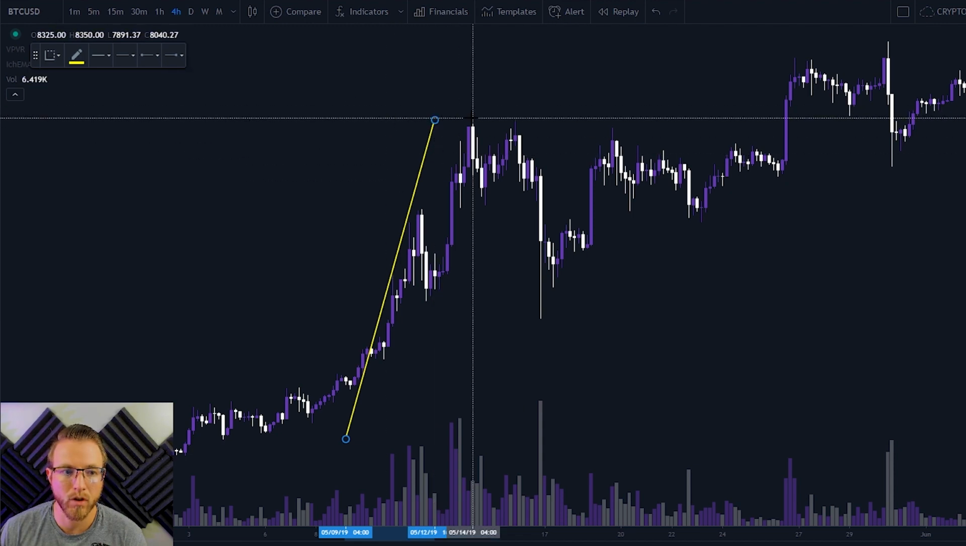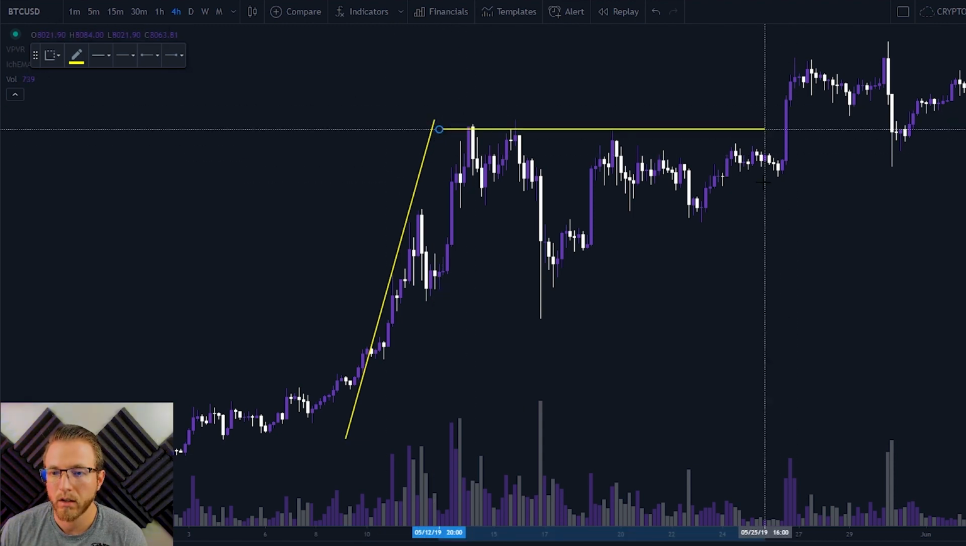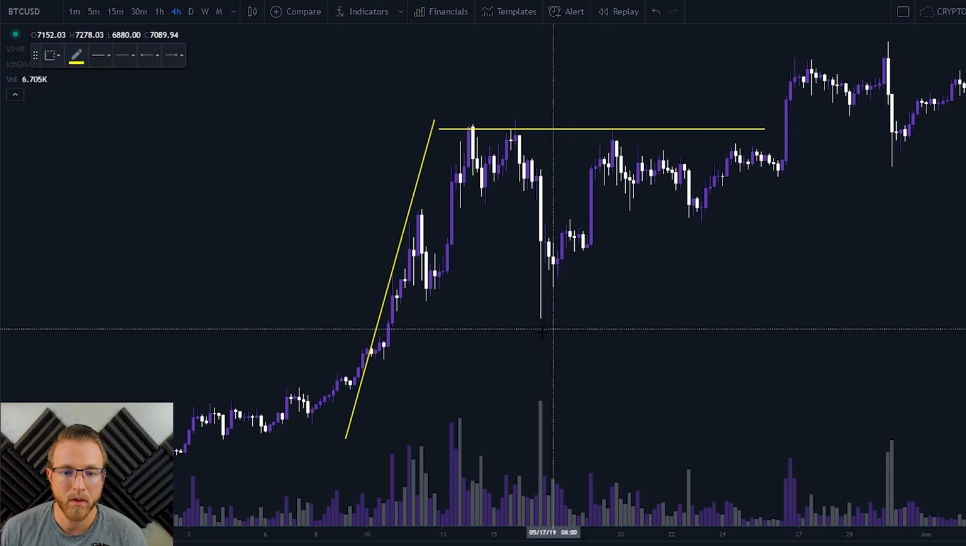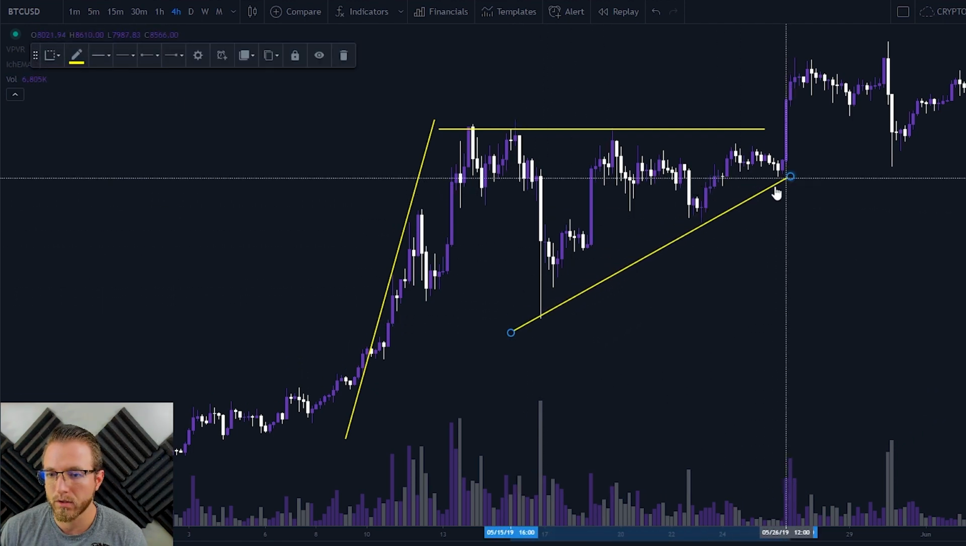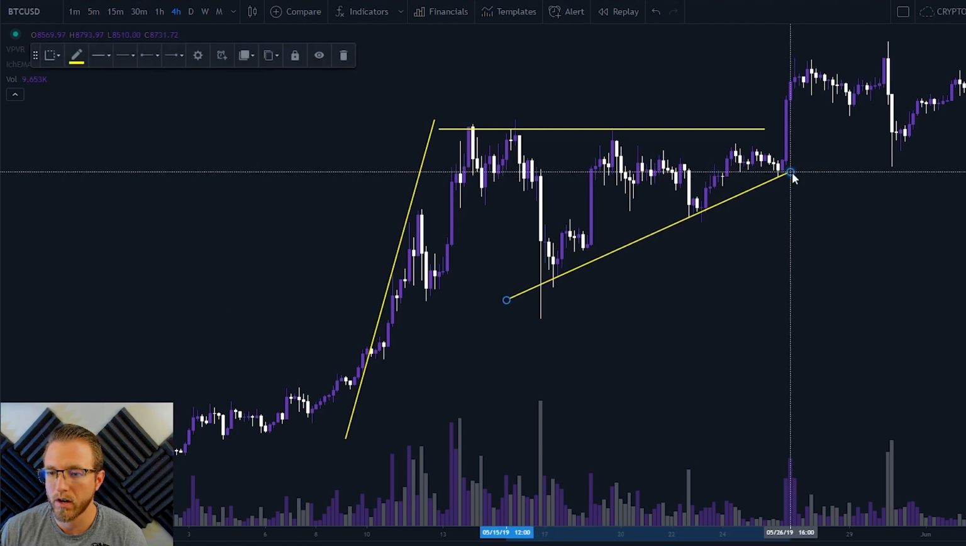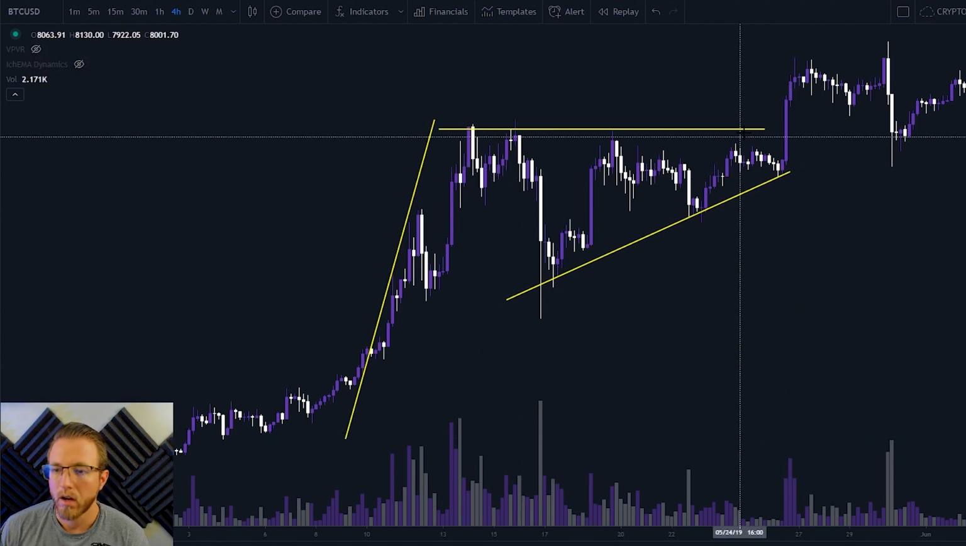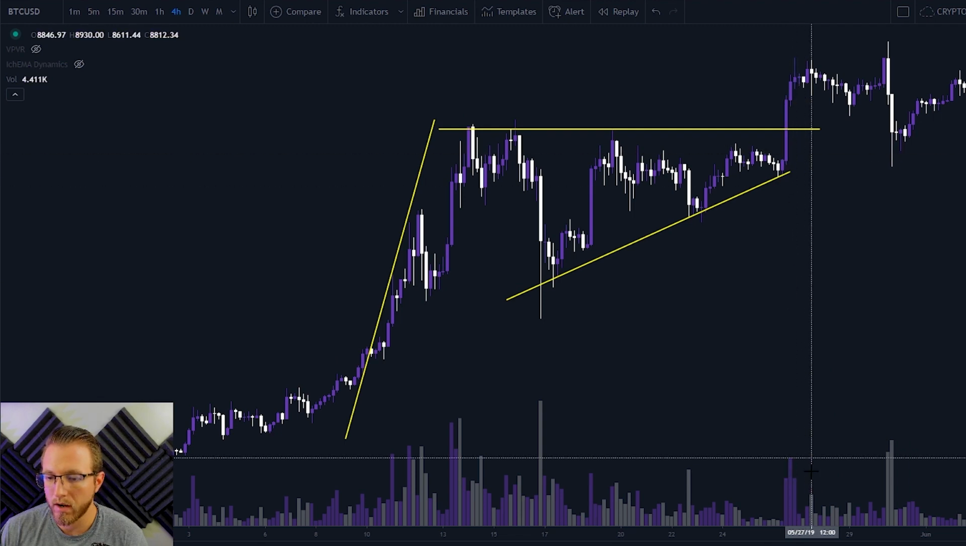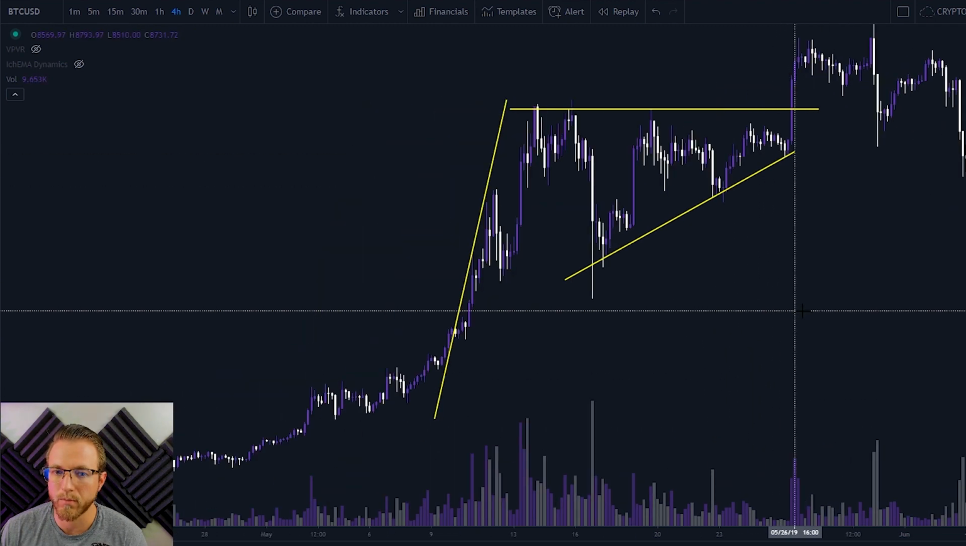We had this big uptrend, right? And then we had a level of resistance here, and we had continuously higher lows here. You connect all these wicks, right? Okay. So this ended up breaking out right here on volume. So this is the most important thing.